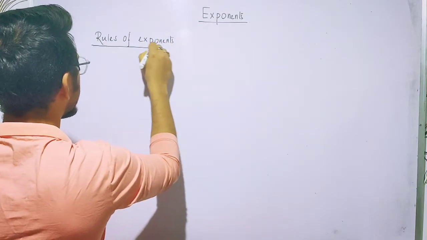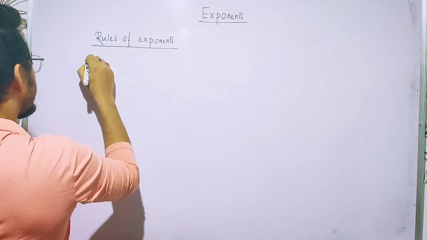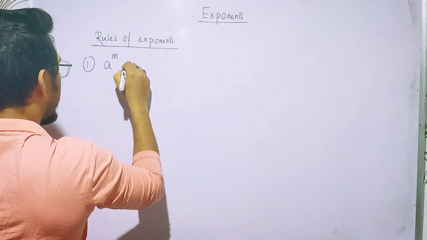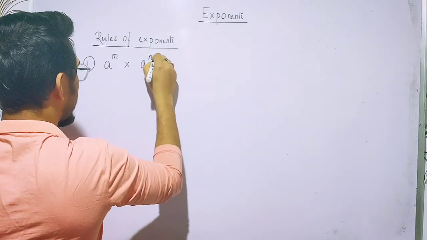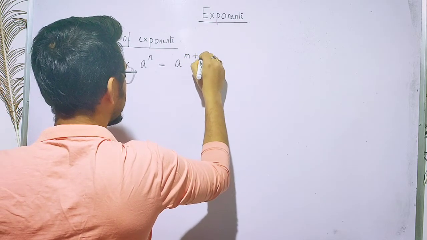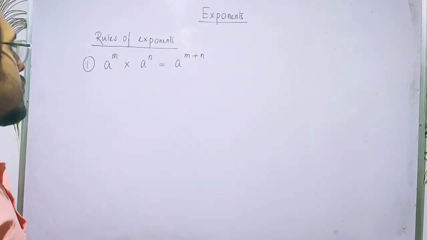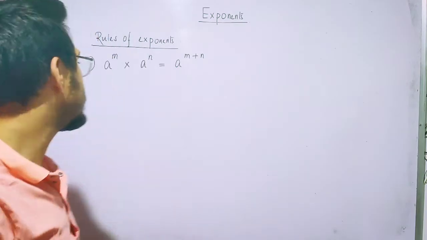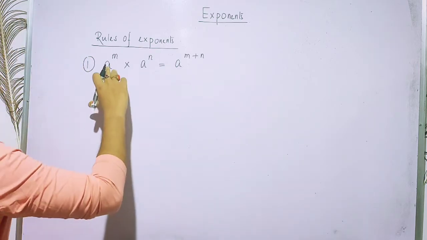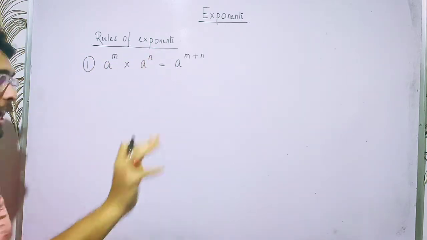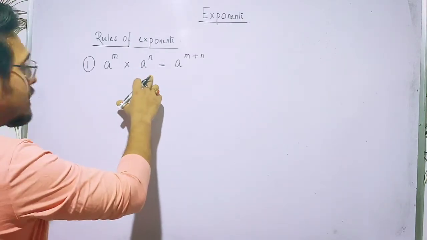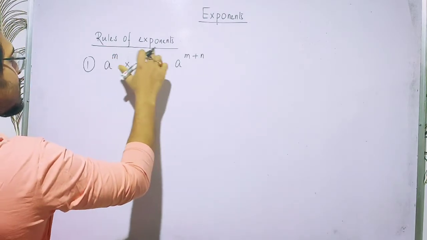So what are the rules of exponent? The first rule, a to the power of m multiplied by a to the power of n shall be equals to a to the power of m plus n. Now see, if you are talking about exponents and if you find any exponent in this form, what is this form? Where we are multiplying two different exponents where the bases are the same. As you know, these are the bases. The bases are the same, but the exponents can be different.